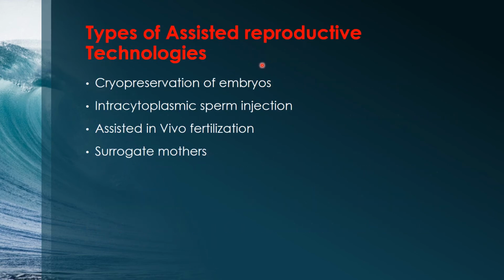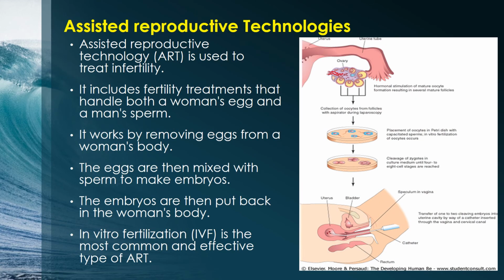Now the types of the assisted reproductive technologies, or the ART. There are various assisted reproductive technologies like the cryopreservation of the embryos, intracytoplasmic sperm injection, assisted in vivo fertilization, and the surrogate mothers. Now, what is this assisted reproductive technology? It is a technology which is used to treat infertility, and it includes the fertility treatments that handle both a woman's egg and a man's sperm.